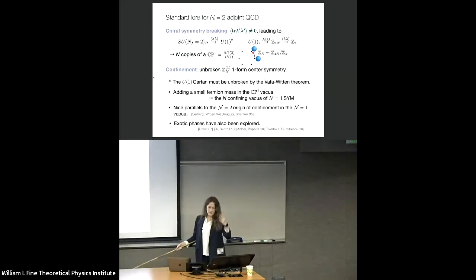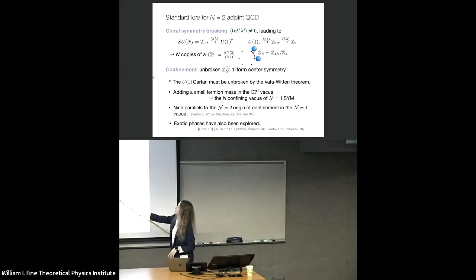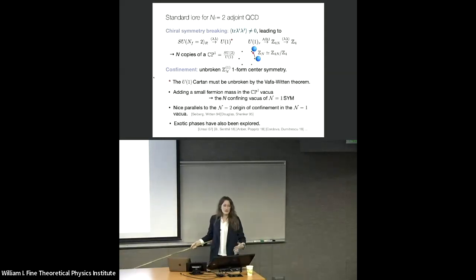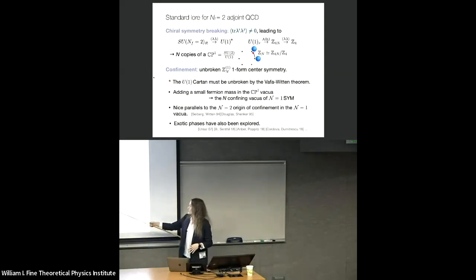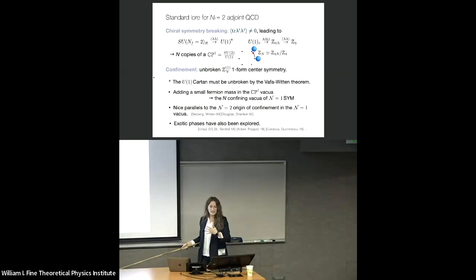So some immediate comments are in order. The first comment is that the Vafa-Witten theorem applies to N_F equals 2 adjoint QCD, and it implies in particular that this U(1) Cartan of the SU(2) chiral symmetry must be unbroken. Of course, this is true of this proposal of a phase, but this is an important constraint that must be true of any phase, the true phase that is actually realized by adjoint QCD.